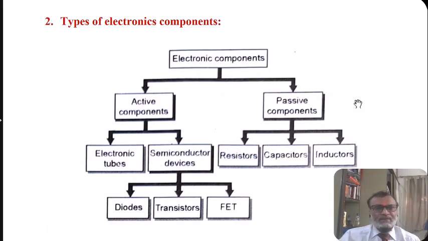Let us focus on the various electronic components. The electronic components are classified in two broad groups: active components and passive components. The passive components are the resistors, capacitors, and inductors. The active components are the electronic tube and semiconductor devices. We will see more details of differences and similarities in active and passive components in the next part of our lecture.